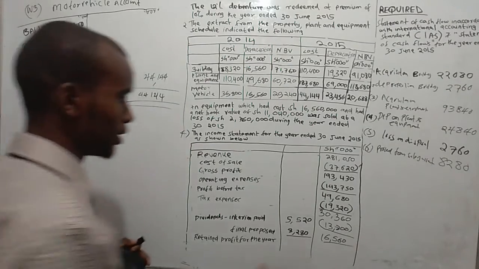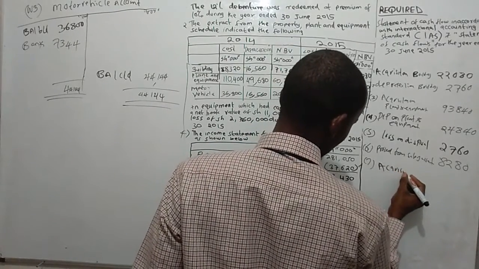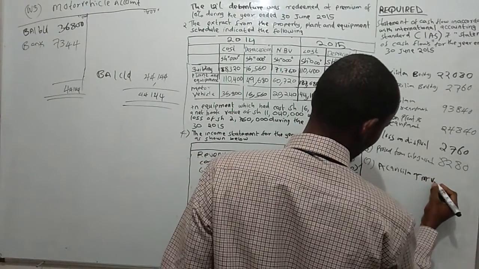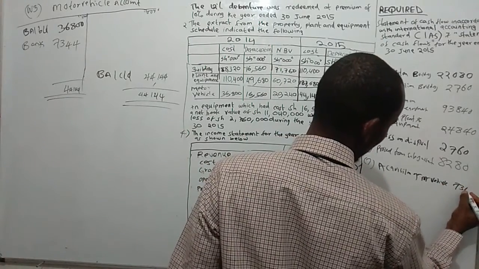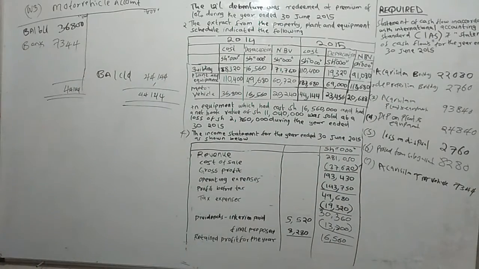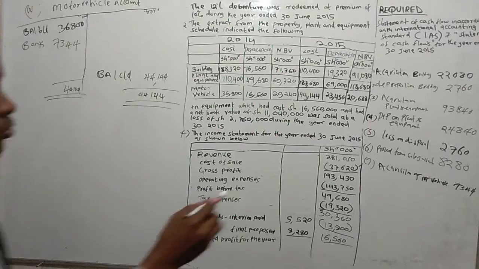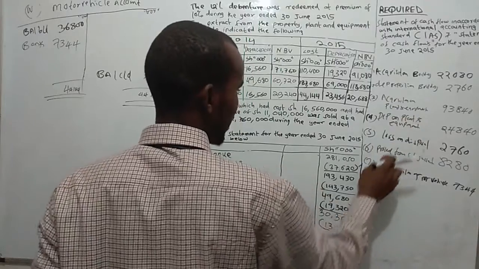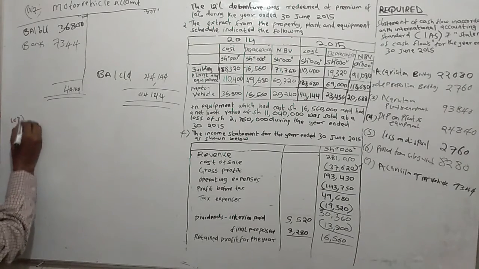So here we'll have number 7. We're going to have acquisition of motor vehicle. How much? 7,344. So let's have the working. Remember, this is working number 7, because the acquisition of building was working 1, then working 2, 3, 4, 5, 6. These are working 7. Then we have working 8 down there.